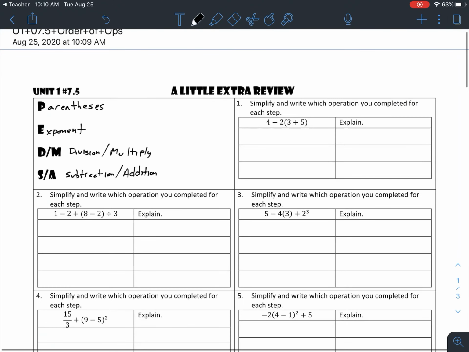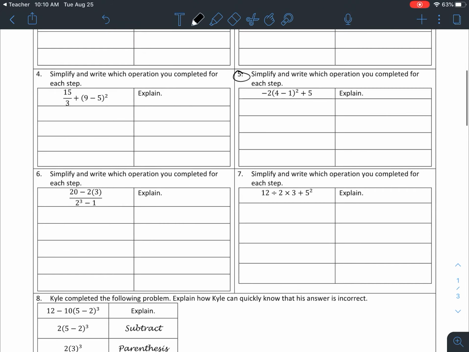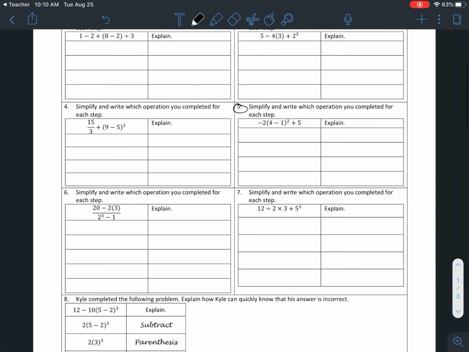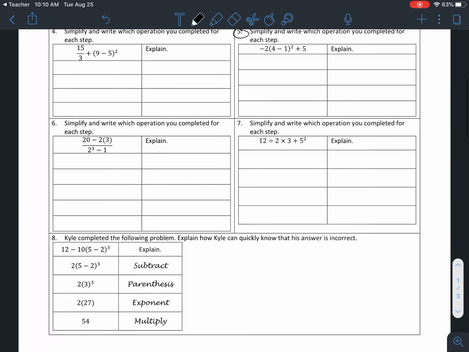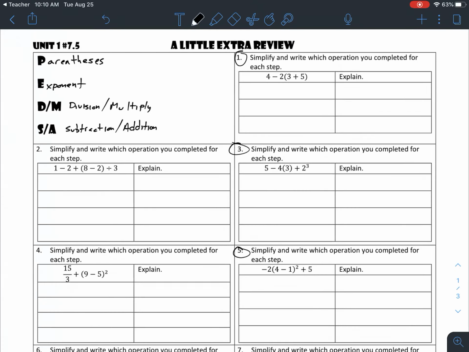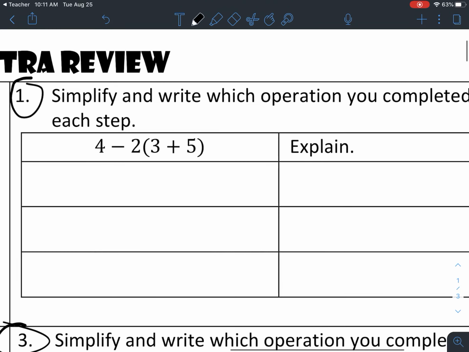So we're going to do a couple of these. We're going to do 1. We're going to do 3. We're going to do 5. And we'll do 8. So those 3 or 4 on the front page we'll do, and we'll do a couple on the back.